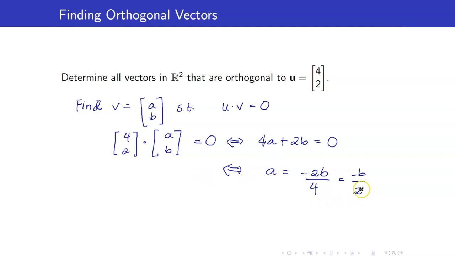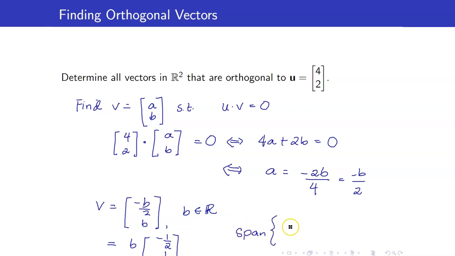So hence, we can let b be any real number. So our v is of this form, (negative b over 2, b), where b is any real number. This is equal to b times (negative 1/2, 1). So hence, the span of (negative 1/2, 1) is the set of all vectors that are orthogonal to the vector (4, 2).